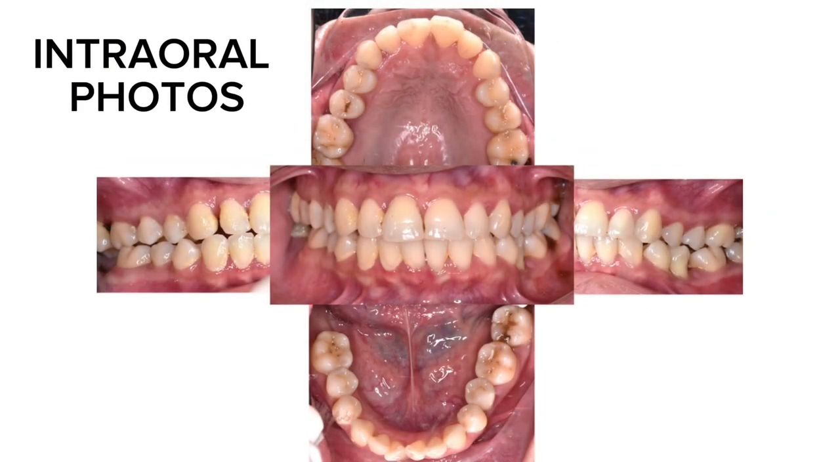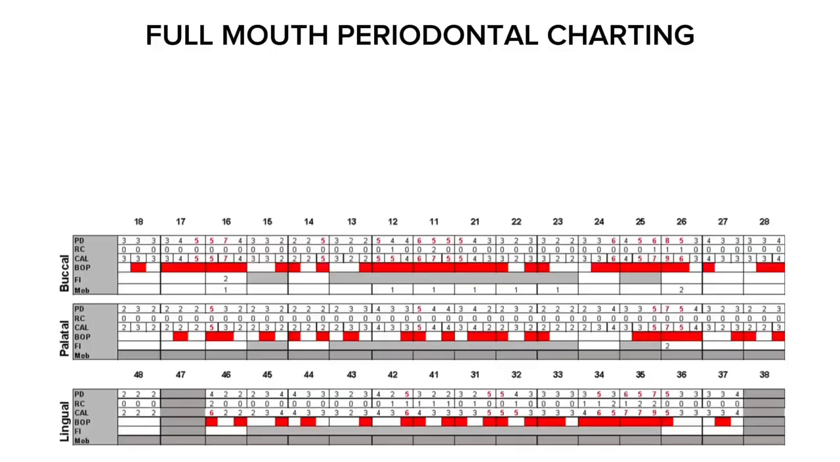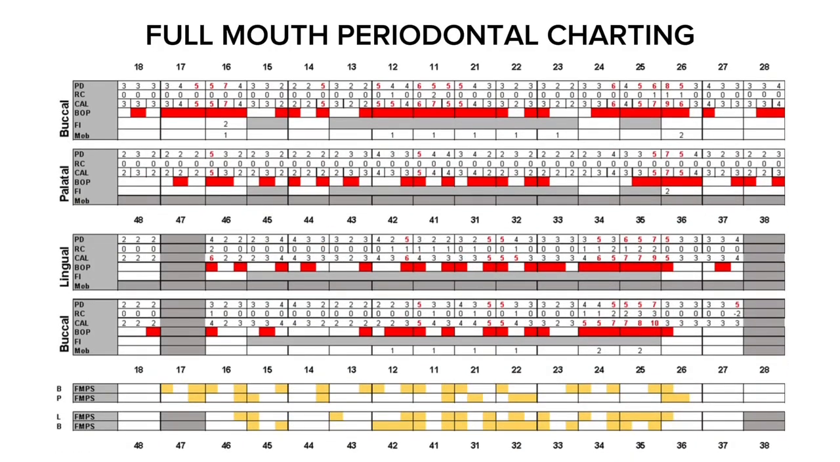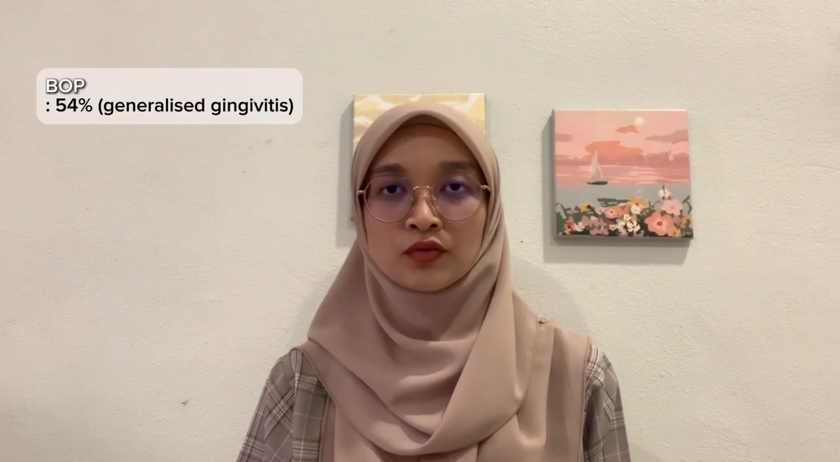The patient's current periodontal condition is based on, first, the intraoral photo. In this photo, there is mild crowding of the lower anterior teeth and calculus deposition on most of the cervical margin of the teeth. Second is the full mouth periodontal charting. In this charting, there is BOP, which is bleeding on probing. There is 54%, which indicates generalized gingivitis, showing active inflammation and poor periodontal health.